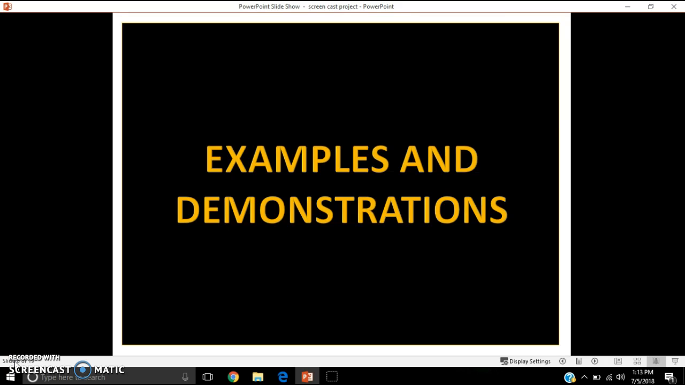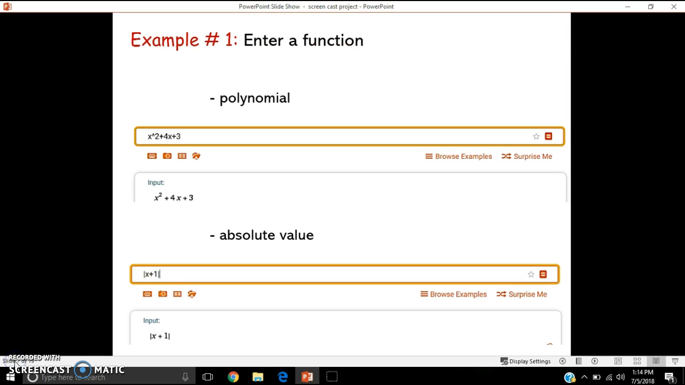Now that I talked about the purpose and the benefits of Wolfram Alpha, I'll discuss with you some examples to demonstrate its different uses. In this first example, we will see how we can enter a function to study its properties. For example, we just need to enter the polynomial in the input bar.